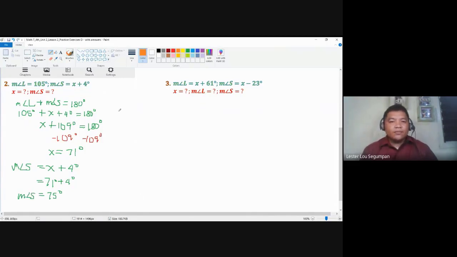Let's do the checking. If the measurements of the two angles yield 180 degrees, we are assured that our answer is correct. The measurement of angle L is given to be 105 degrees, plus the measurement of angle S computed to be 75 degrees. Is it equal to 180 degrees? Yes. 180 degrees is equal to 180 degrees. They are now balanced. That would mean that the measurement of angle S, which is 75 degrees, with the variable x computed as 71 degrees, is the correct answer for number 2.